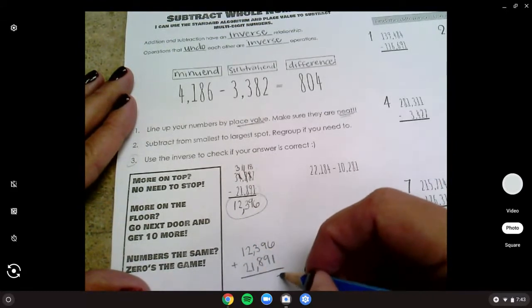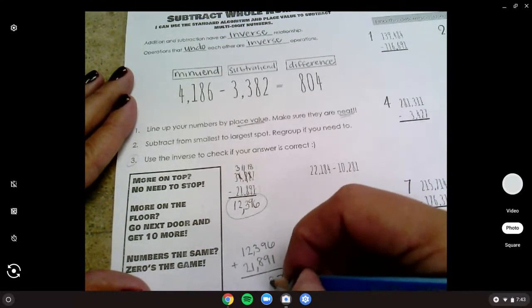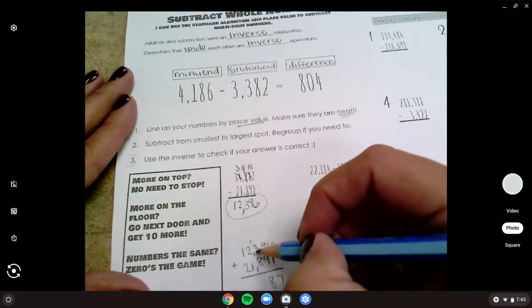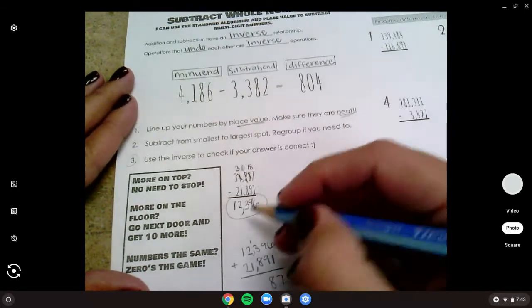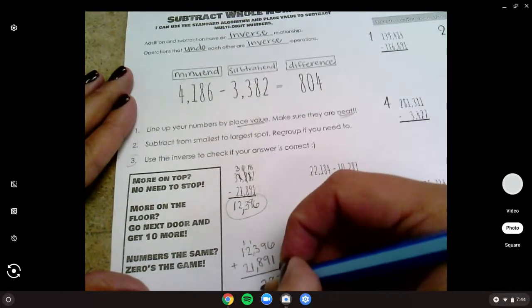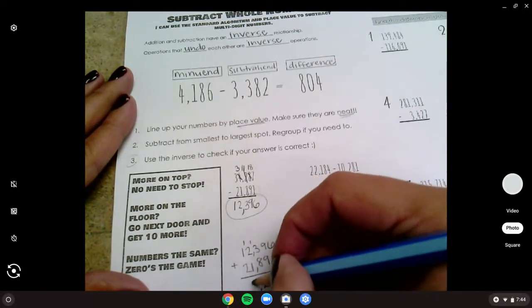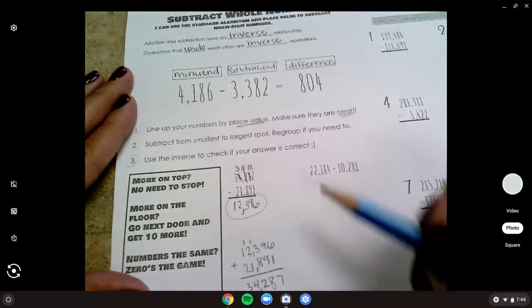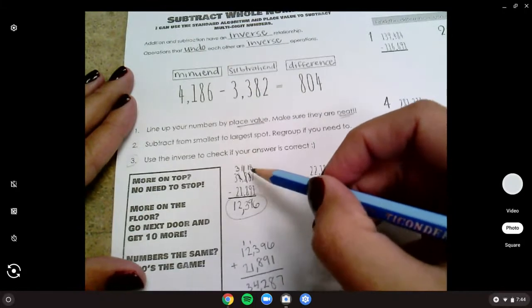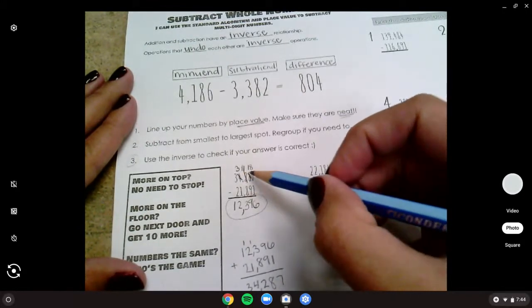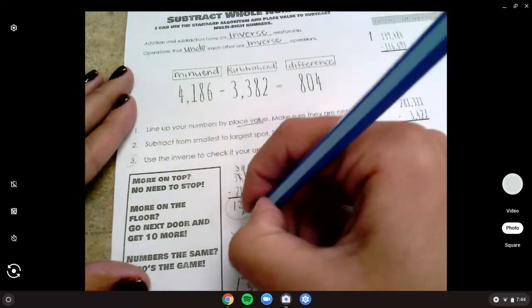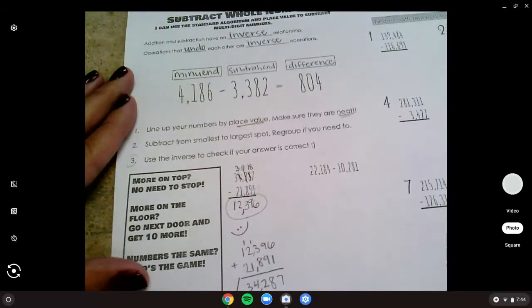I'm just going to quickly do this underneath. 6 plus 1 is 7. 9 plus 9 is 18. 1, 3, and 8. Let's see, that can make 9, 10, 11, 12. 2, 3, 4. And 2 plus 1 is 3. Did I get my minuend? 3, 4, 2, 8, 7. Check. I did this right. I can give myself a smiley face.